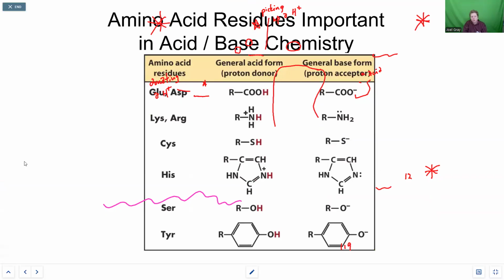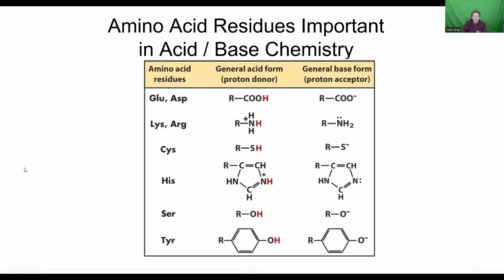Now, there are only a handful of amino acids that are very important in acid-base chemistry, and those are amino acids that can be protonated or deprotonated. Ones that we haven't really talked about quite so much are serine and tyrosine. By virtue of having alcohol groups, they can participate in acid-base catalysis. Are they the most likely? Not quite. But is it possible for them to? Yeah, absolutely. They can donate and accept protons.